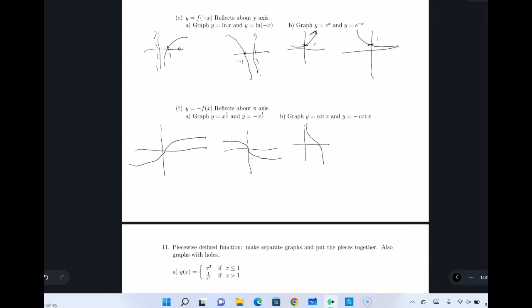A negative in the front flips it over the x-axis, so that would look something like this. Cotangent, you need to know. So here's at pi, crosses here at pi over 2, and there's another asymptote here. So if it's negative, flipping over the x-axis, then this will be here and here. The asymptotes don't change, right? They're still here and here.